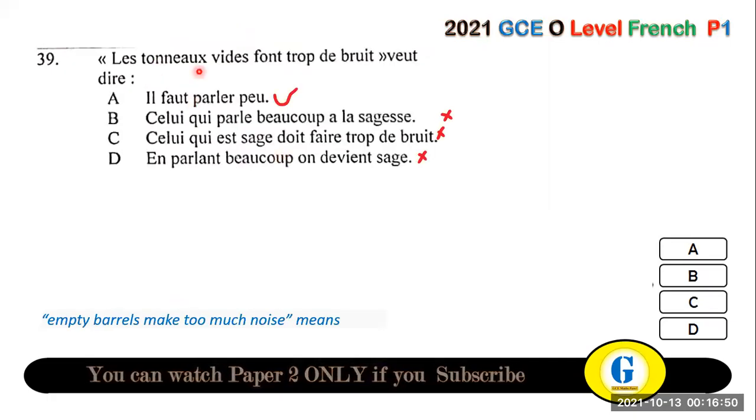39, les tonneaux vides font trop de bruit. Yeah, you know this saying in English, right? Empty gongs make a lot of noise, or empty barrels make too much noise. So what does this mean? This one means you don't need to talk too much. So it does not mean that, like, celui qui parle beaucoup a la sagesse. The person who talks too much is wise. Celui qui est sage doit faire trop de bruit. The person that is wise should make a lot of noise. En parlant beaucoup, on devient sage. So why, if you talk too much, you become wise? All of this does not make sense. Only the first one.